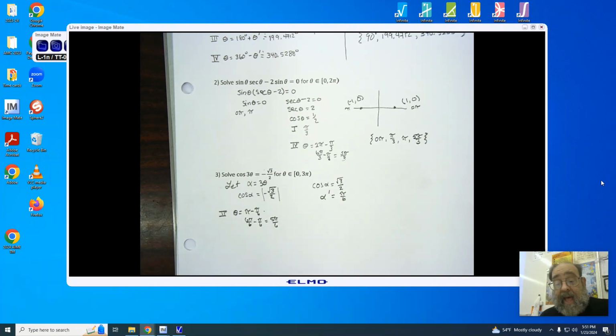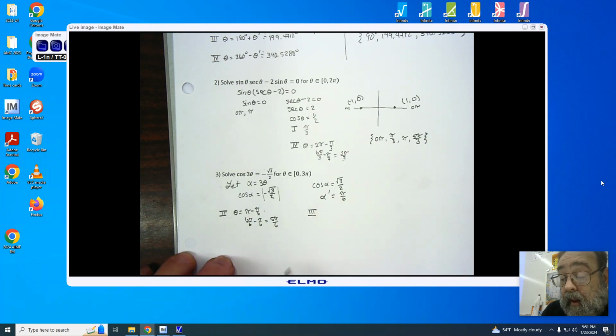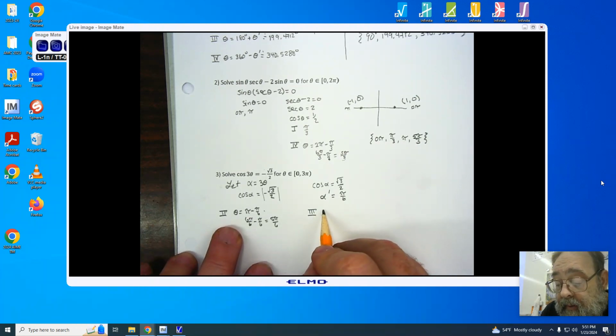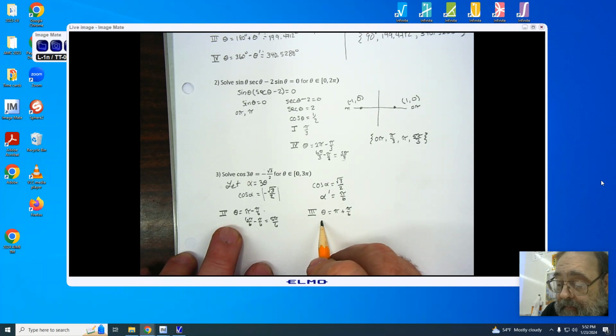Notice I already knew that if I know my ratios. If you don't, you'll have to find your reference angle and you'll have to go through the process. It makes it more complicated. Same thing. In the third quadrant, theta has to be pi plus the reference angle, pi over 6, and therefore I end up with our theta equaling 7 pi over 6.